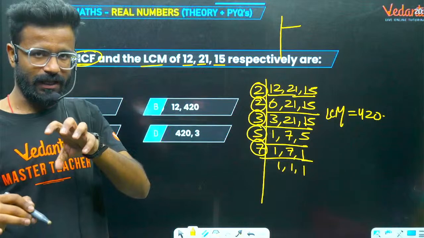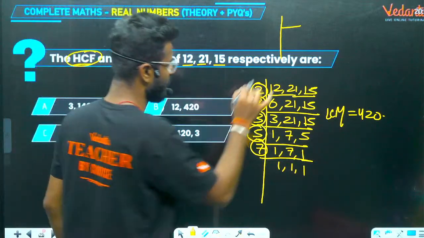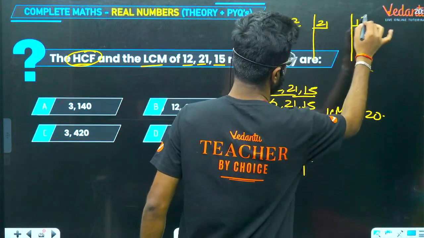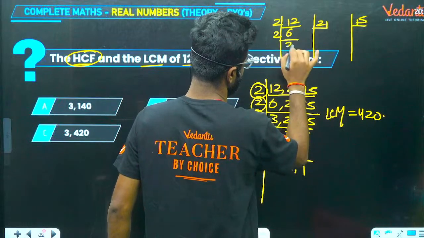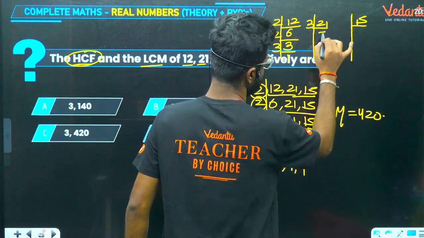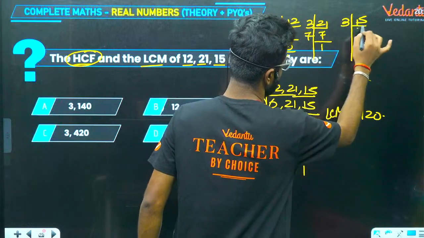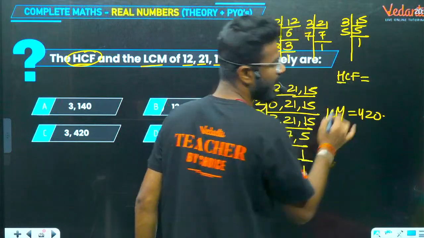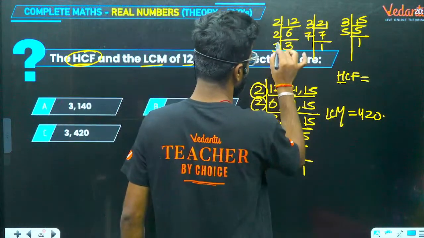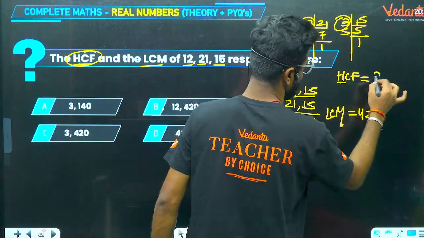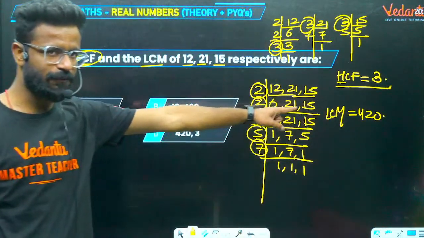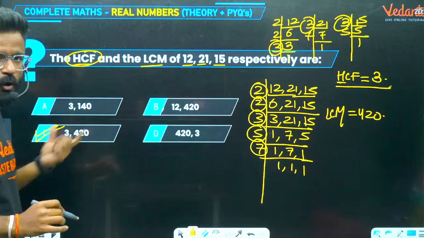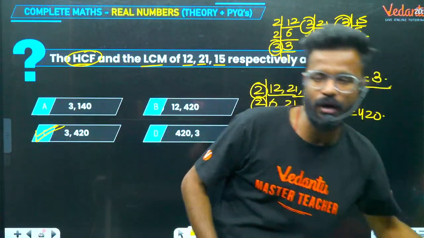And again, if you have to find the HCF, you have to take the prime factorization of the individual numbers. Find the prime factorization of 12, 21 as well as 15. 2, 6, 2, 3, 3, 1. 3, 7, 7, 1. 3, 5, 5, 1. The HCF is, H means highest common factor, so the common factor is 3. So the LCM is 420 and the HCF is 3. Option C is correct. Is it clear to all?